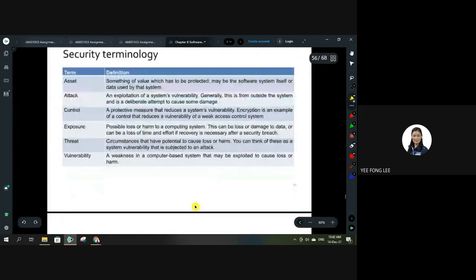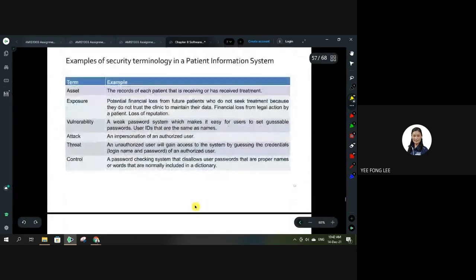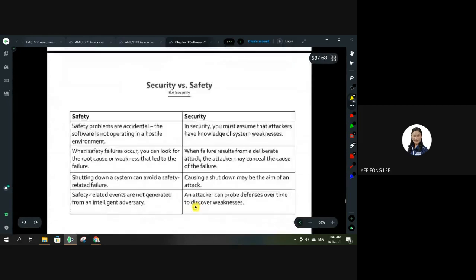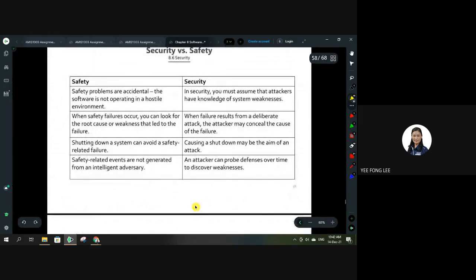Security terminologies. We have 2 slides here. Please go through. For the next slide, differentiation between safety and security. So please go through the slide also. Yeah, please read through.